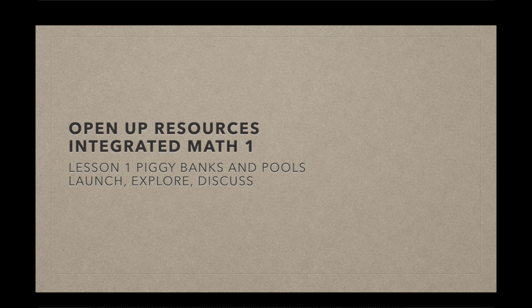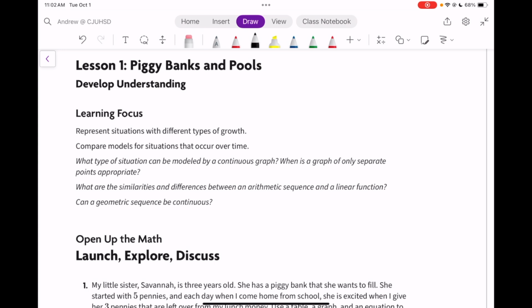Unit 2, Lesson 1, Piggy Banks and Pools. We're going to learn the difference between discrete and continuous in this lesson, and we're also going to make a change from Unit 1. We're going to start our counting and our graphs at 0 rather than 1. And we'll explain as we go through this.